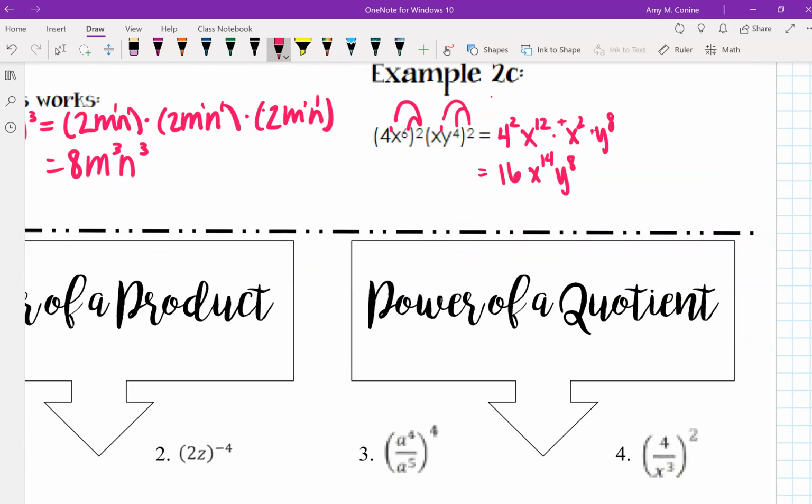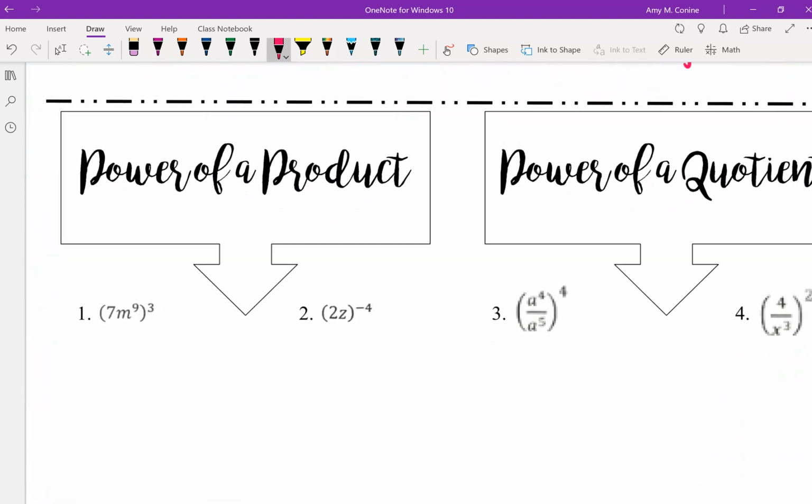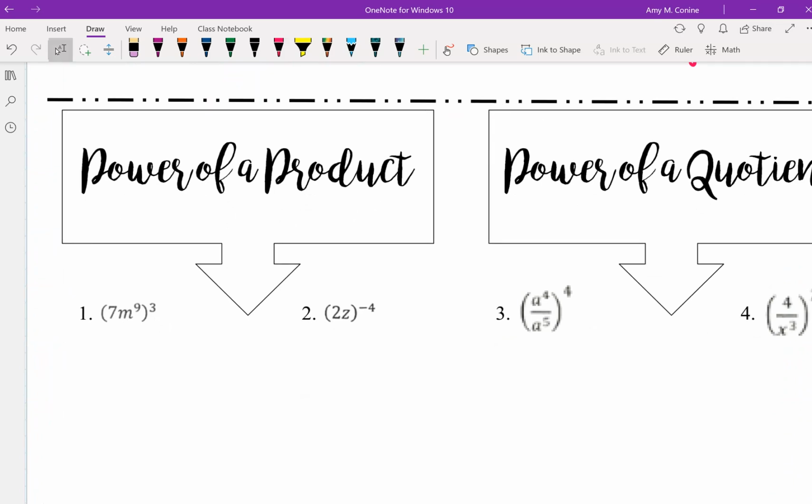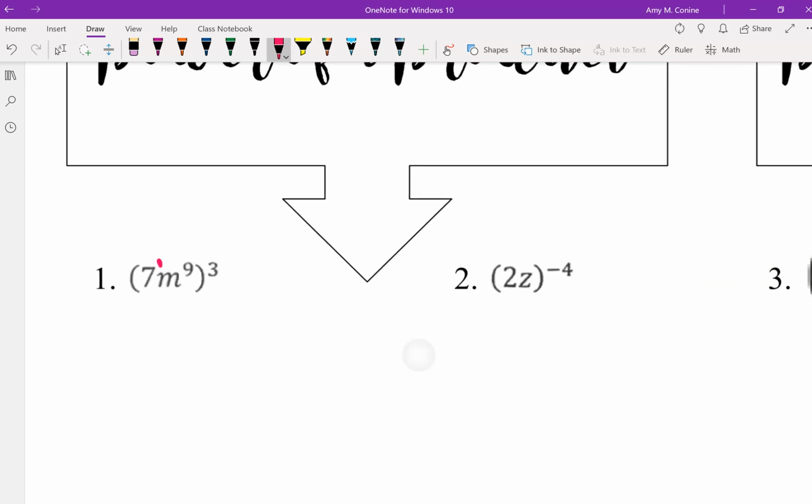Okay, so moving on, power of a product. We just did a bunch of those. That's what these are, power of product. So whether the exponent is positive or negative, you are going to distribute that exponent into the other exponents. So little numbers stay with little numbers. So 7 to the third, m, this 9 becomes a 27, okay, and then you can simplify from there. So as I said, it doesn't matter if the exponent is negative or not. You can go ahead and distribute.